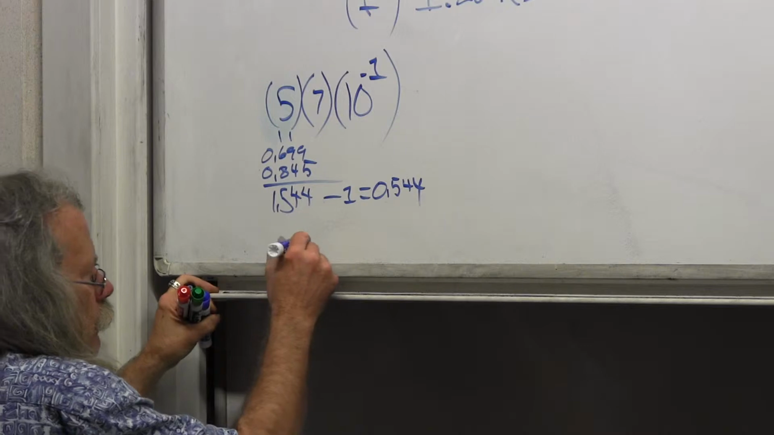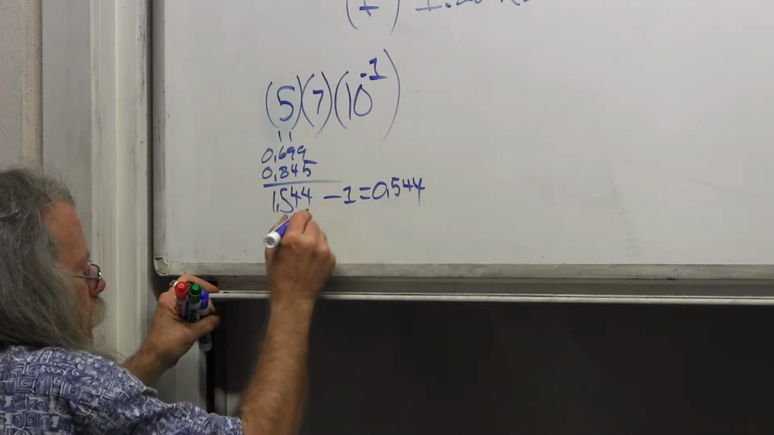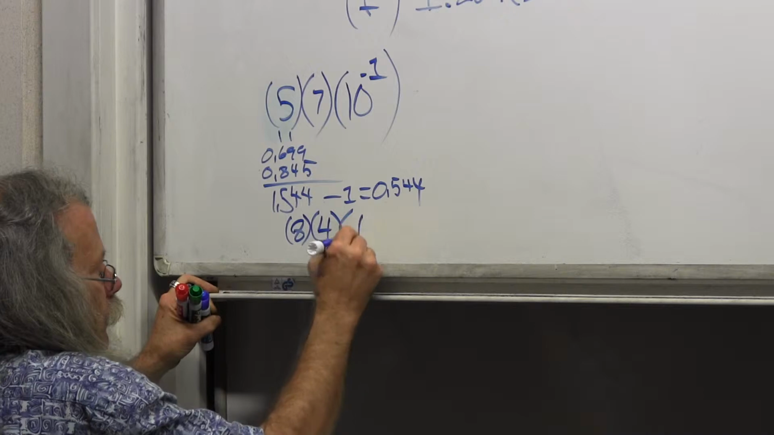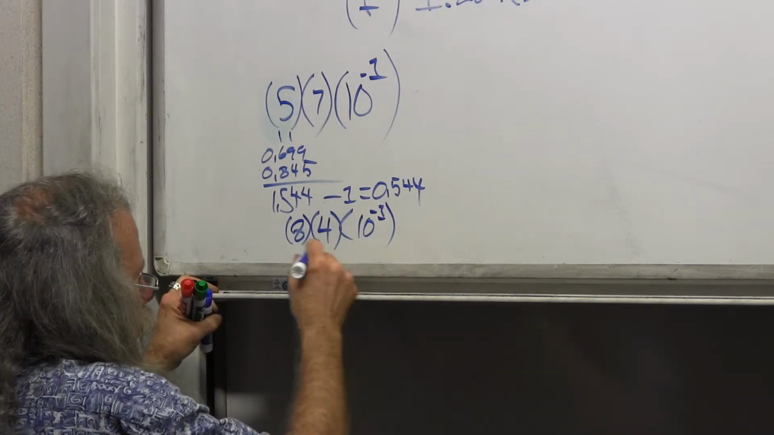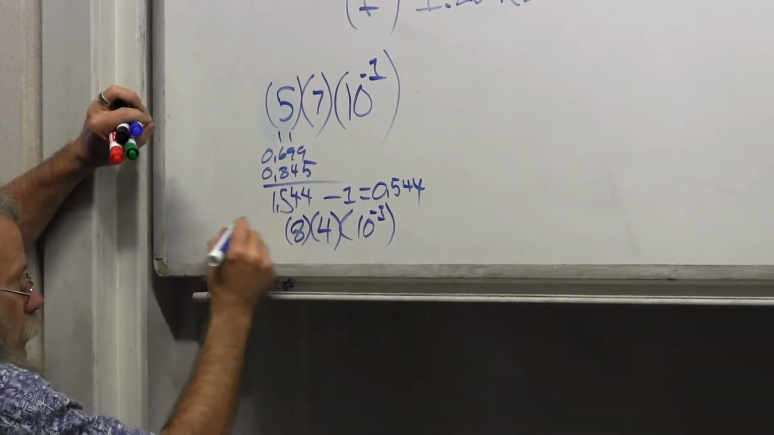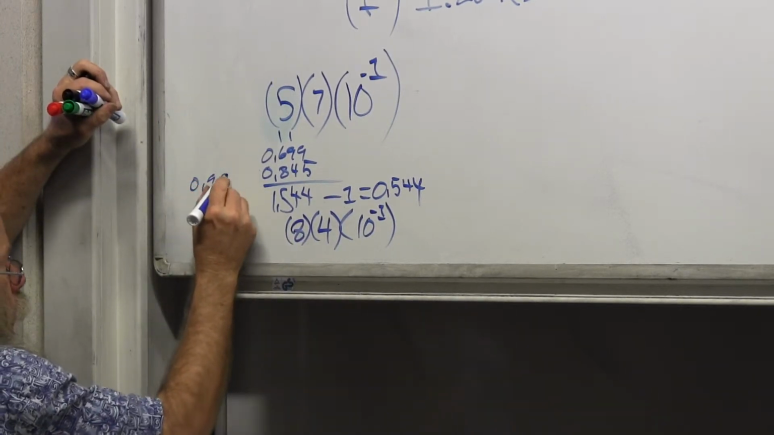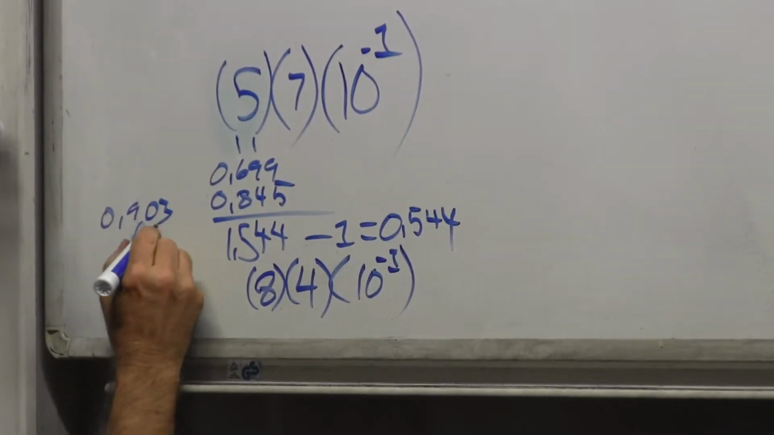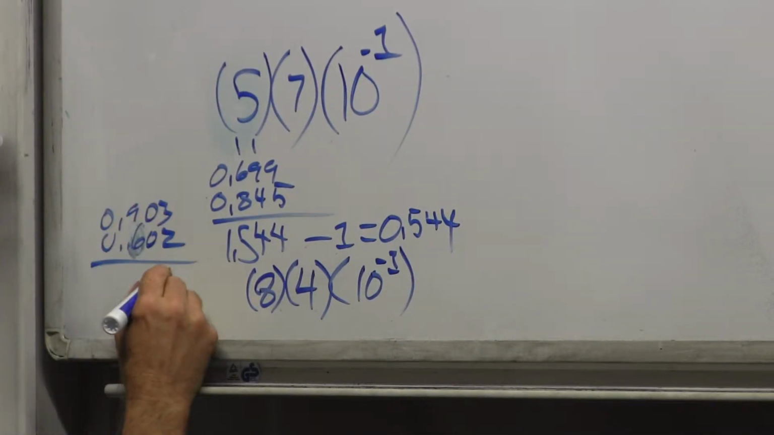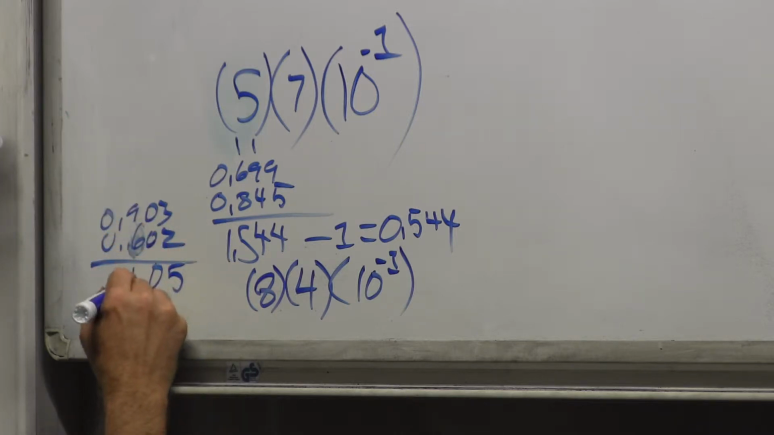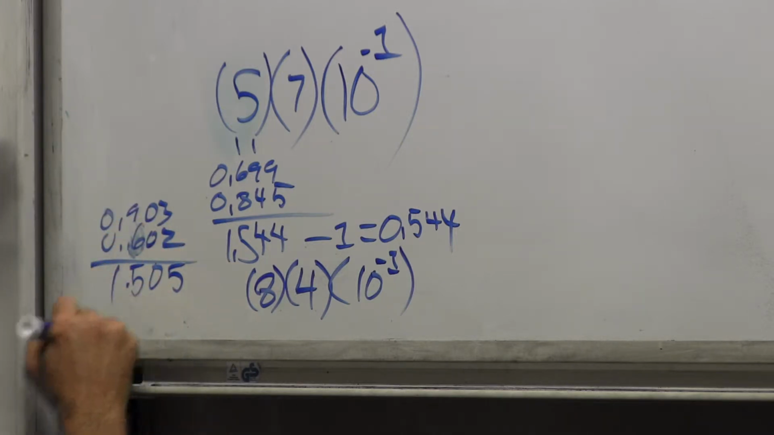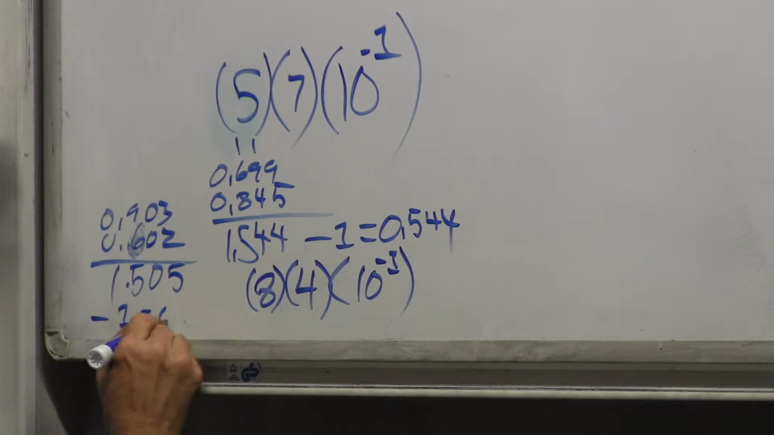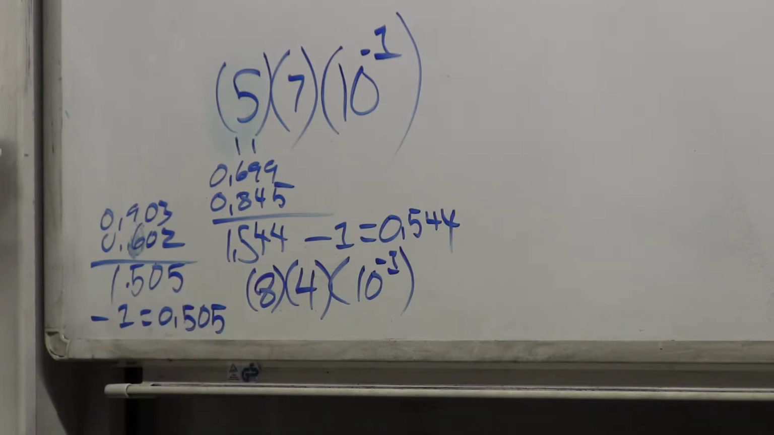Let's try 3.2, which is 8 times 4 times 10 to the minus 1 is 3.2. The log of 8 is 0.903. 4 is 0.602. 0.903 and 0.602 is 0.505 by the minus 1... 0.505. So, damn, it's not 3.2. That's too small.